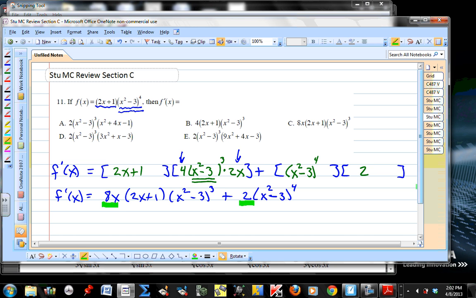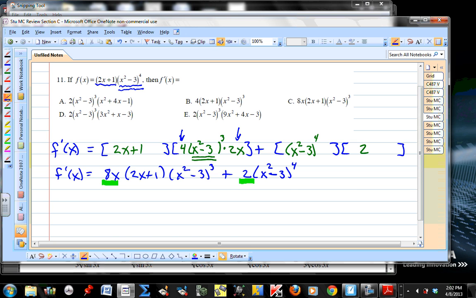We have even numbers, and so we can factor out a 2. And it also looks like we have 3 factors of the quantity x squared minus 3, and then 4 factors of the quantity x squared minus 3. So it looks like we can take out 3 of those, 3 factors of x squared minus 3 quantity cubed. Now let's see what's left inside. 8x, when you divide by 2, leaves you with 4x times the quantity 2x plus 1.